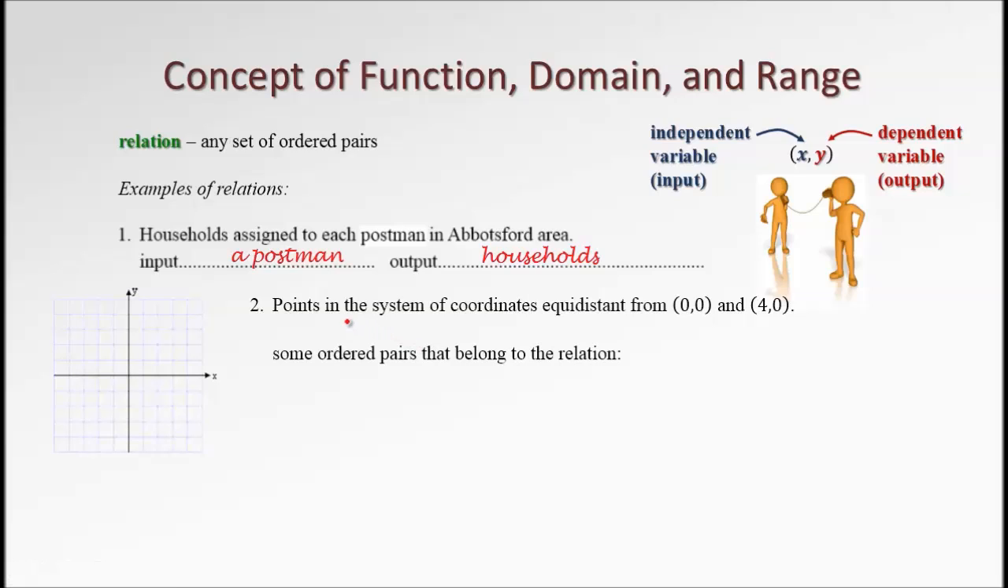Another example, points in the system of coordinates that are equidistant from the origin (0, 0) and the point (4, 0). Let's see those points. (0, 0) is here and (4, 0) is over there. Can we guess a point that is exactly equidistant from these two given points? Well, the easiest such point would be (2, 0), because 2 is 2 steps from 4 and 2 steps from 0. Can we have more points than that? Where are they? That's a good place to pause the video and try to find those points on your own.